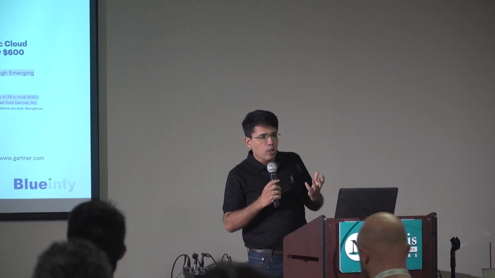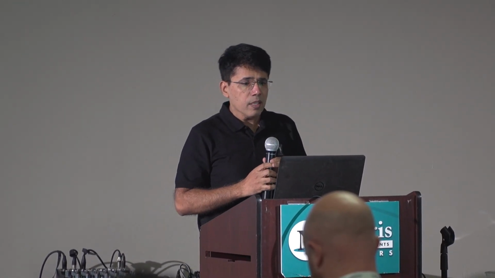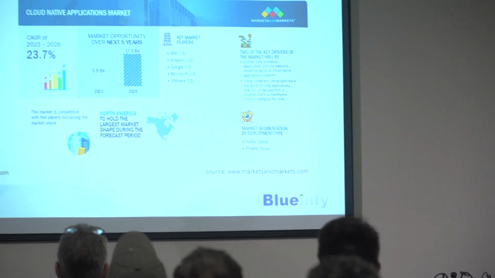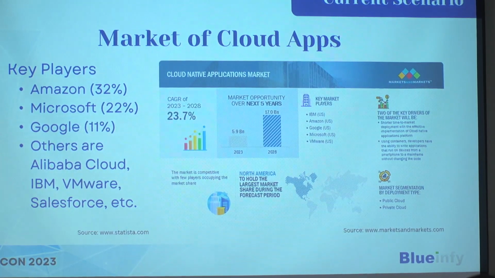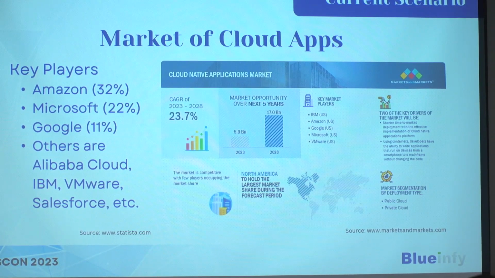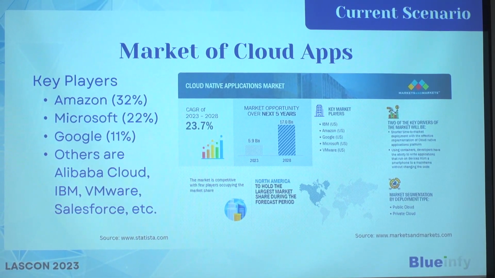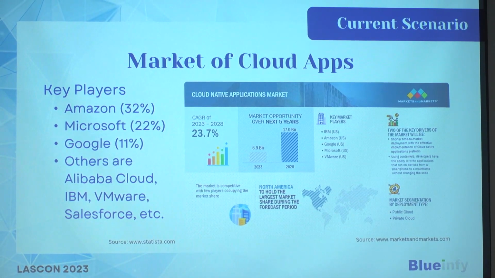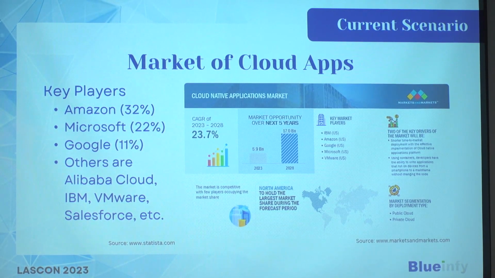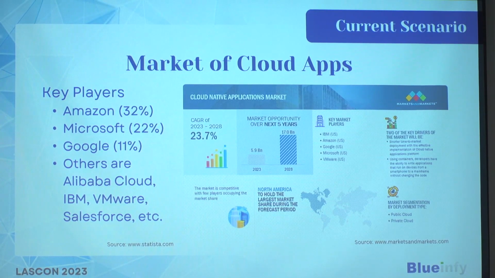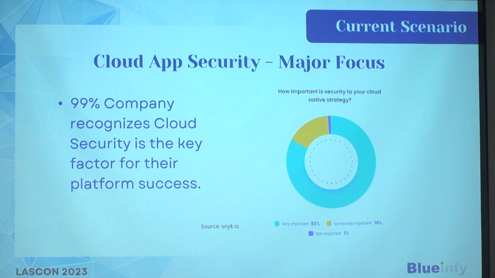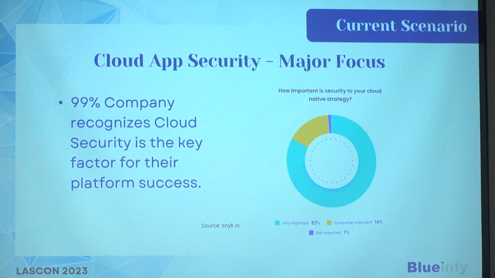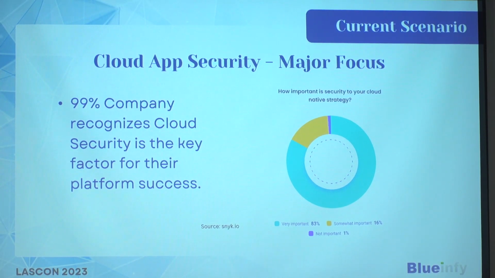The global cloud revenue was 474 billion in 2022, and in 2023 it would be around 600 billion. So you understand how the cloud applications are growing. And if you look at the market of the cloud apps, the CAGR of 23.7%, it is increasing. The key players are Amazon with 32%, Microsoft with 22%, Google with 11%, and others, Alibaba Cloud, Salesforce. So the growth and the market is increasing. In 2028, it would be 7.0 billion with the market opportunity of cloud. And there are some surveys that 99% of companies feel that their platform success depends on their cloud security. So cloud security is much more important.